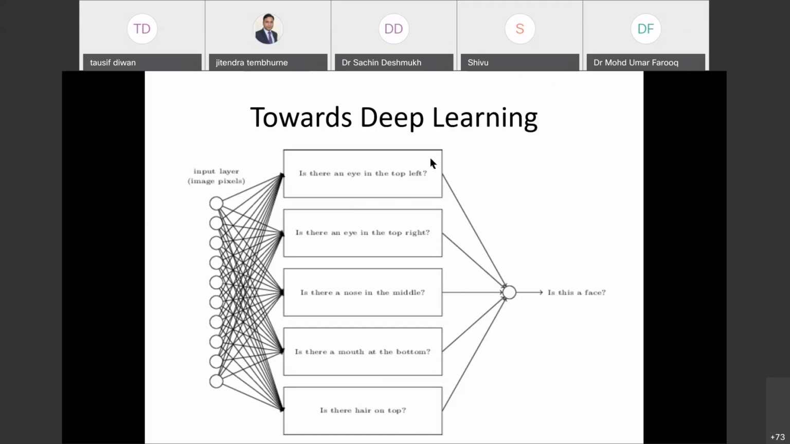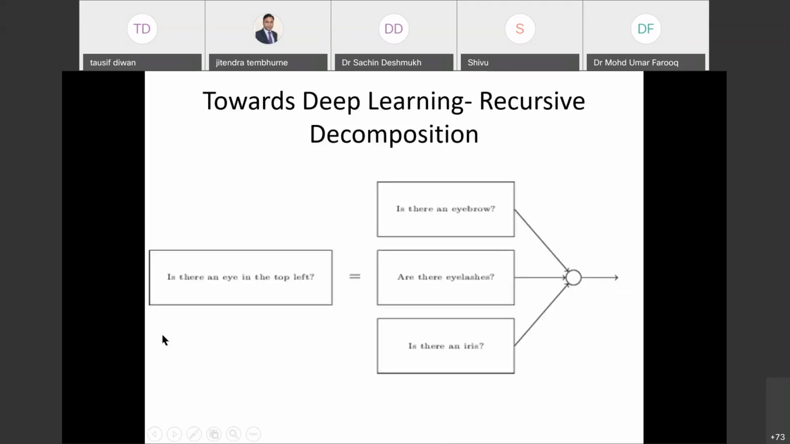Now see, consider this subproblem: is there an eye in the top left? Now we cannot directly determine whether there is an eye in the top left or not. We need to break this subproblem into further subproblems. Now what are the characteristics of an eye? Is there an eye in the top left? It was a subproblem in the previous slide. We are breaking this problem into several subproblems. Now the characteristics of an eye will be eyebrows, eyelashes, and iris. So we will break this subproblem into 3 subproblems: the first subproblem, second subproblem, third subproblem.